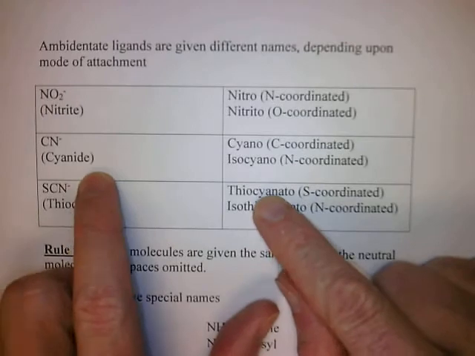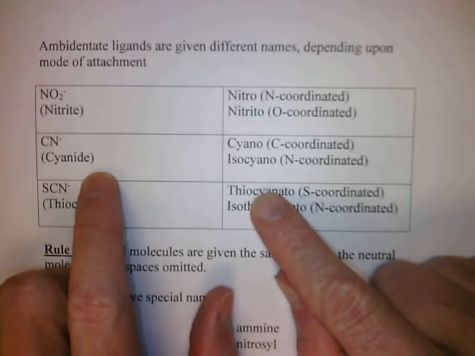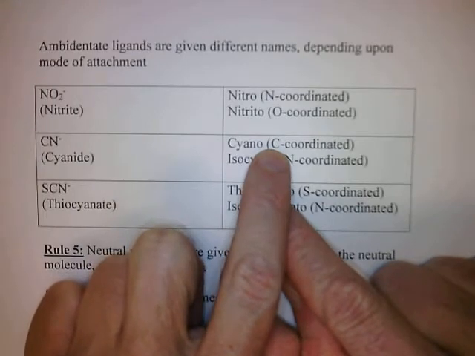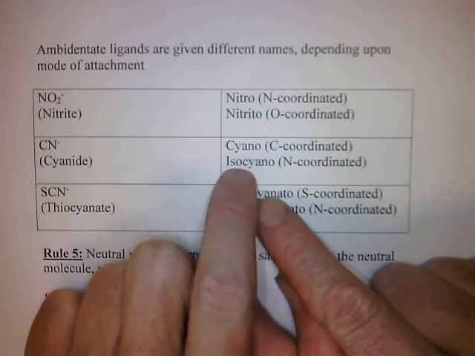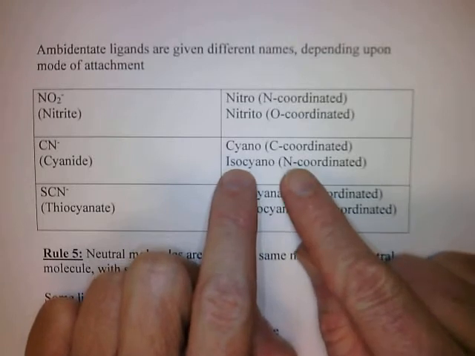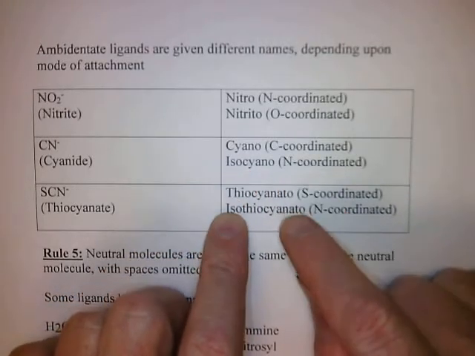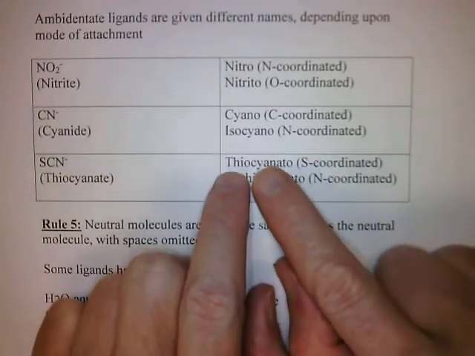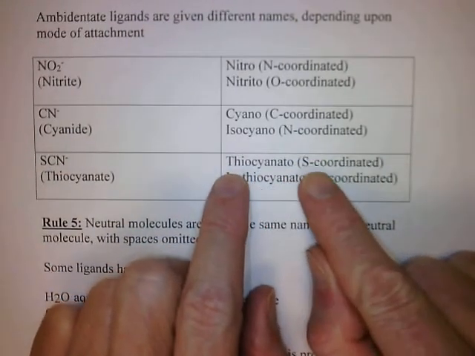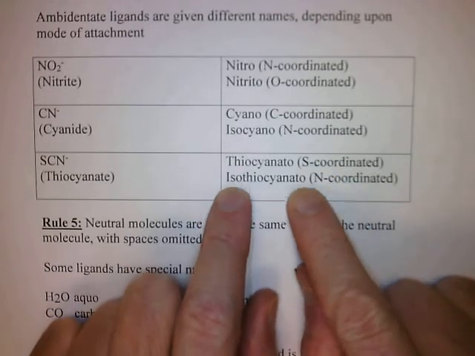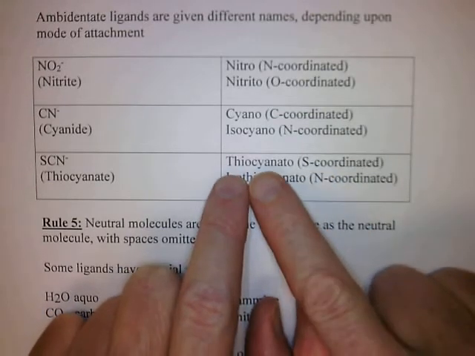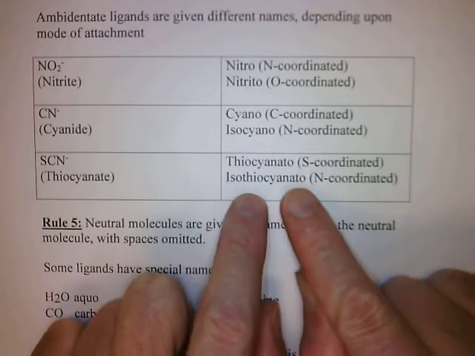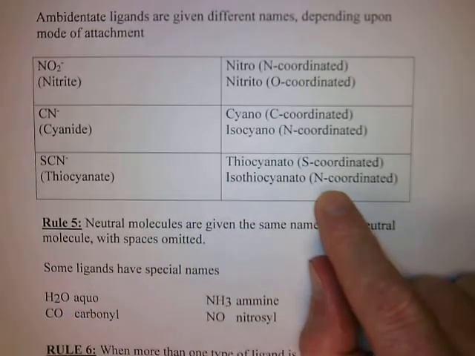Cyanide is another example. If it's coordinated through the carbon, it's cyano. If it's coordinated through the nitrogen, it's isocyano. Thiocyanate, SCN minus, it's thiocyanato if it is S-coordinated, and I'm sorry, thiocyanado if it's S-coordinated, and isothiocyanado if it is N-coordinated.